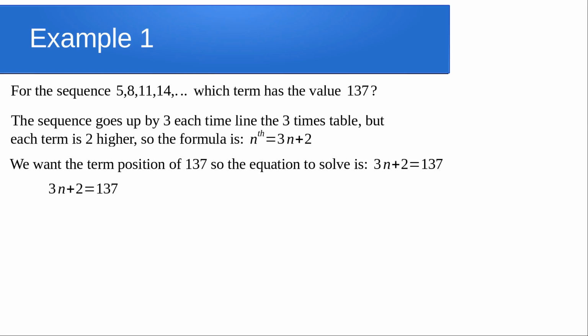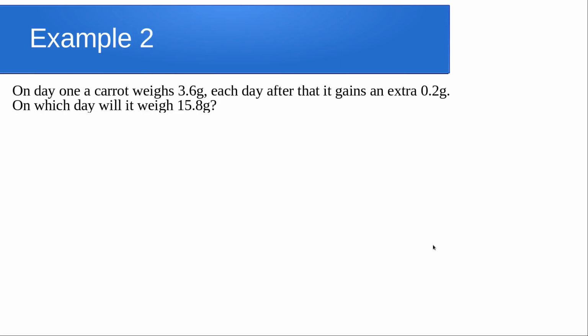So what we're going to now do is subtract 2 from both sides, so we get 3n is 135, and we now divide both sides by 3 to get n equals 45. So that means it's the 45th number in the sequence which equals 137. Okay, so let's look at our next example.